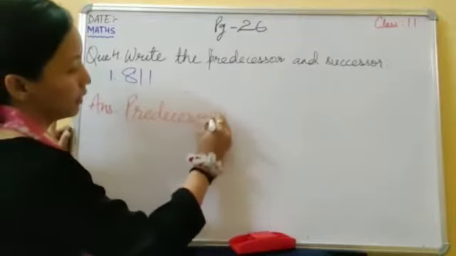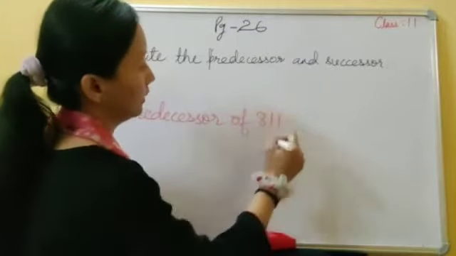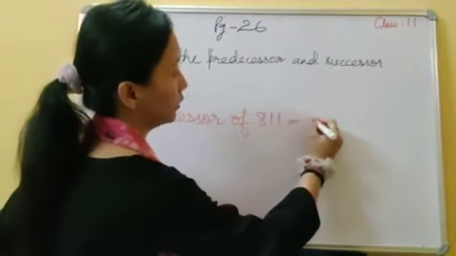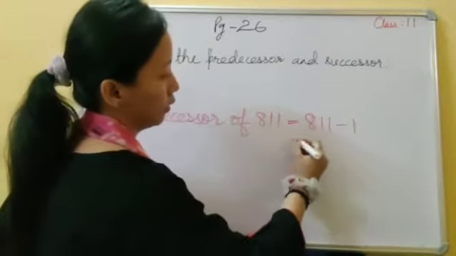Predecessor of 811, right? So what will you do? The predecessor is equal to 811 minus 1. What is the answer?